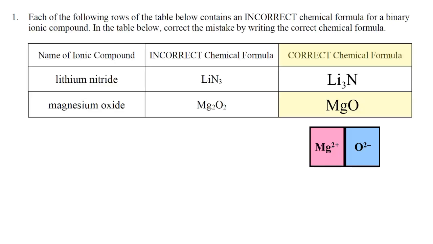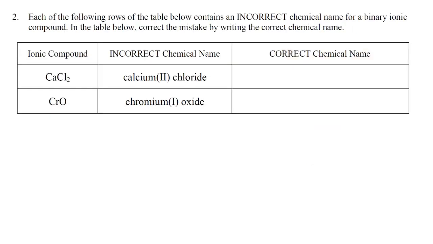Now let's move on to our next question, and the instructions for this question say, each of the following rows of the table below contains an incorrect chemical name for a binary ionic compound. In the table below, correct the mistake by writing the correct chemical name. So I'll begin with the ionic compound CaCl2. So that would be Ca for calcium and then Cl for chlorine.